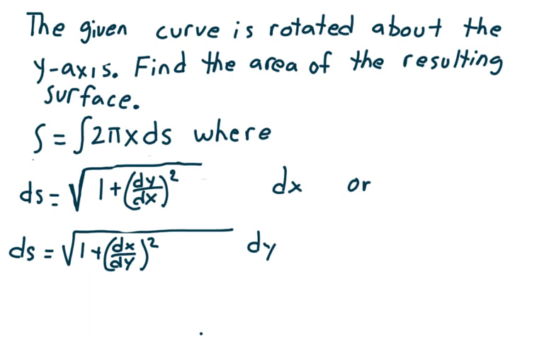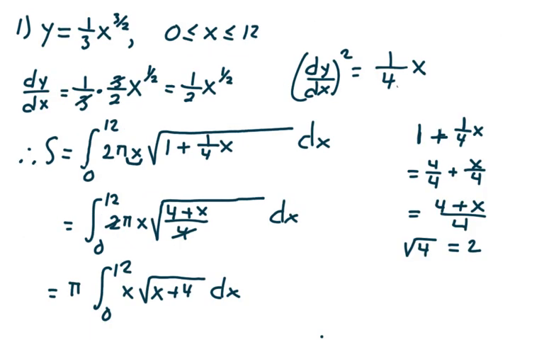Now let's take a look at an example. In example 1, suppose we're given y equals 1/3 x to the 3 halves, where x is greater than or equal to 0 and less than or equal to 12. Notice how y is a function of x, right? In other words, y is explicitly defined in terms of x, and my limits are in terms of x. So that means I'm going to be integrating with respect to x. So we need dy/dx.